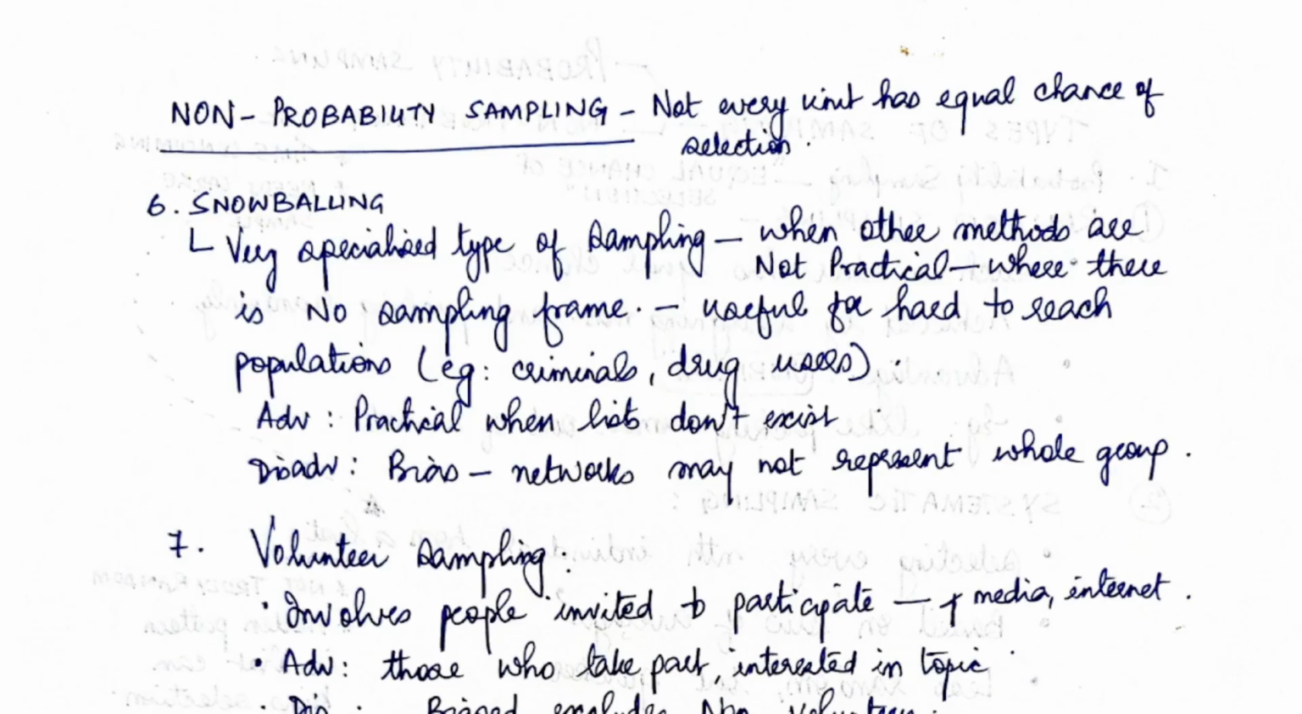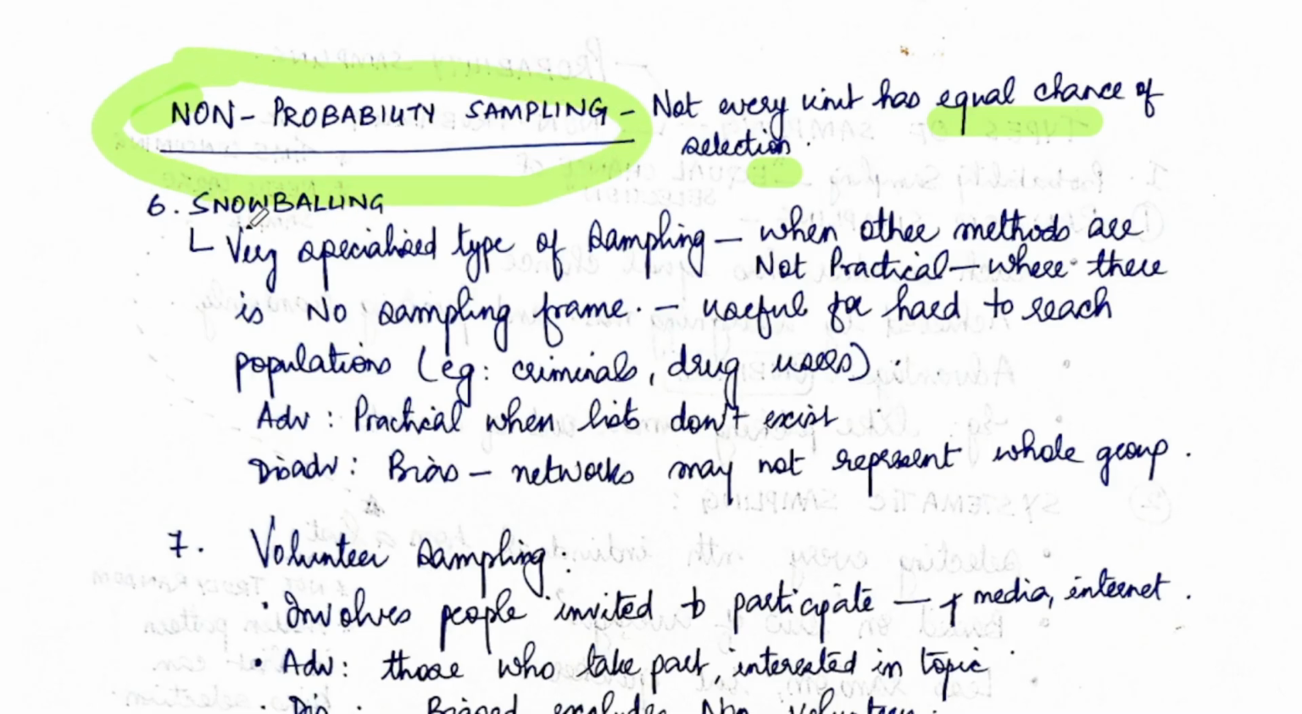Now we will study non-probability sampling. What is non-probability sampling? It is where not every unit has an equal chance of selection. Why do we use non-probability sampling? Let us imagine that we have to study a population where the population is hard to reach, or it is not listed anywhere, and the population is hidden. There we use non-probability sampling.